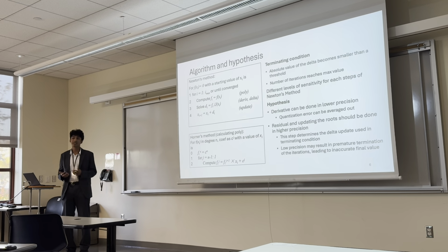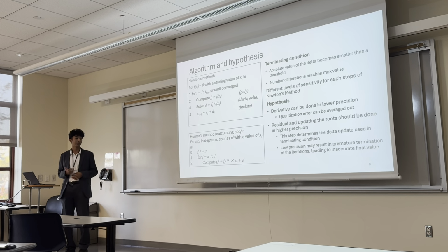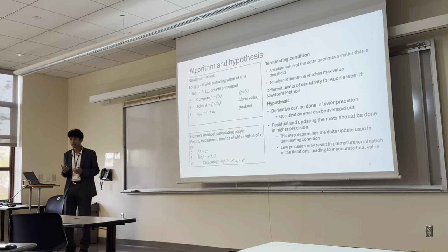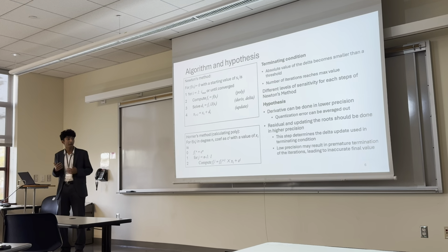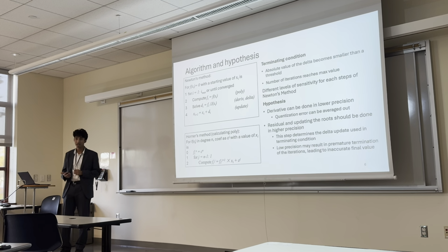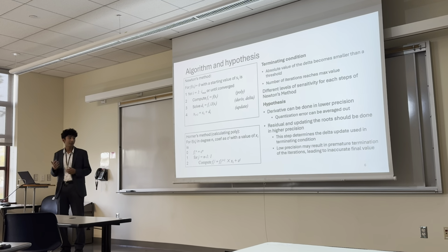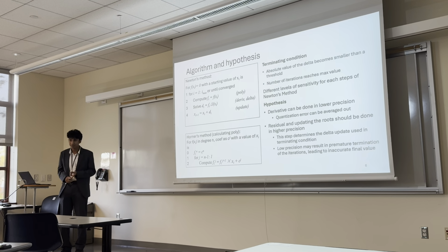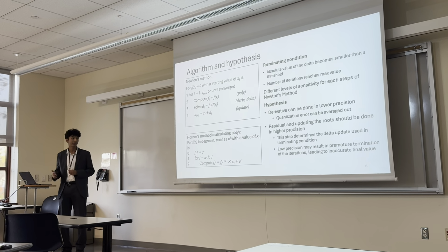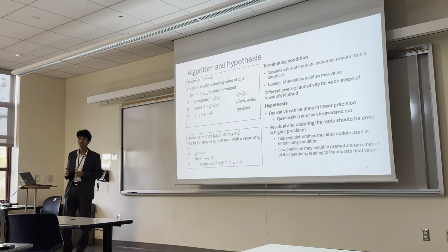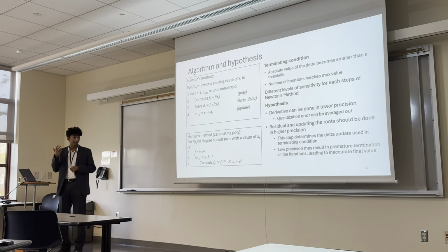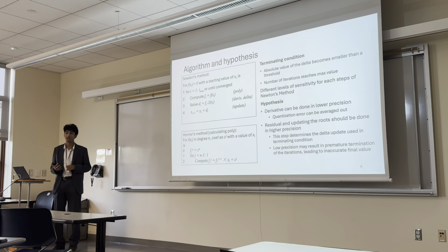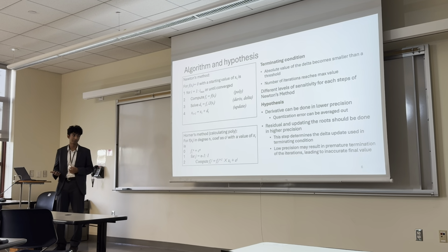Different levels of sensitivity are there for each step of Newton's method, so we hypothesized that we can use different floating point formats for each of these steps to reduce computational energy while maintaining a reasonable accuracy. Specifically, we defined that we can use a lower precision for the derivative because we believe the quantization errors can average out from iteration to iteration. And we believe we need to use a higher precision for the residual because this step directly determines when our iteration stops. So we want this number to be as precise as possible.